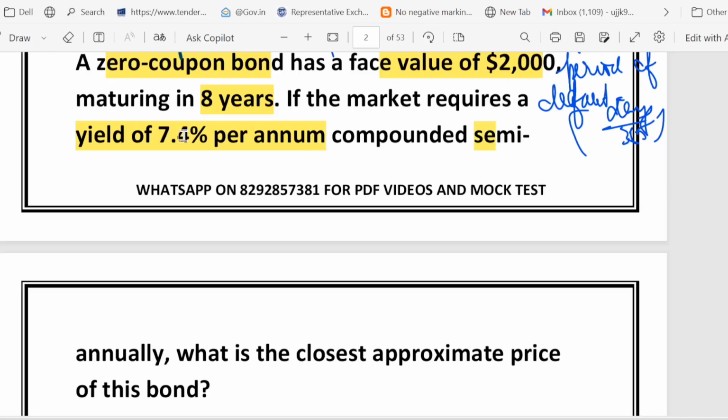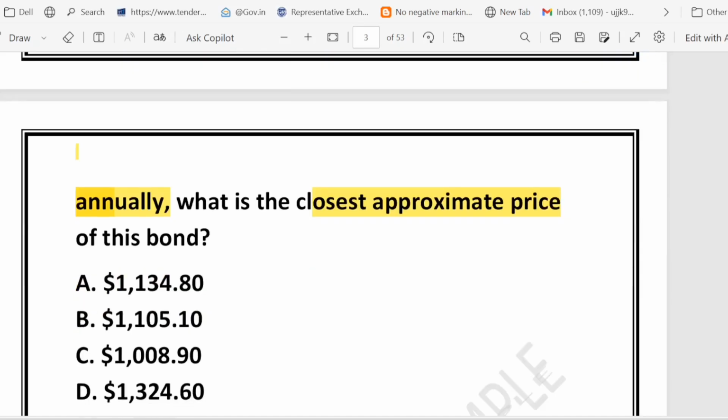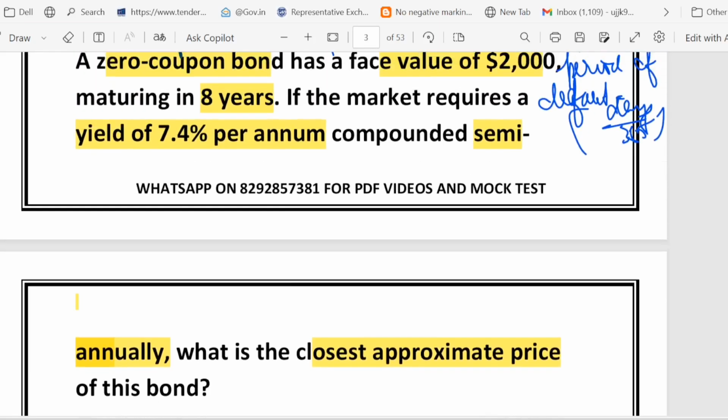This one is very important. Compounding is to be done semi-annually, right? Now friends, the question is asking what is the closest approximate price of this bond? Very good question, right? Please see the key terms which I mentioned here. Now the options are, let me show you: 1134.80, 1105.10, and so on, these are the 4 options. So first of all, try to solve it on your own.